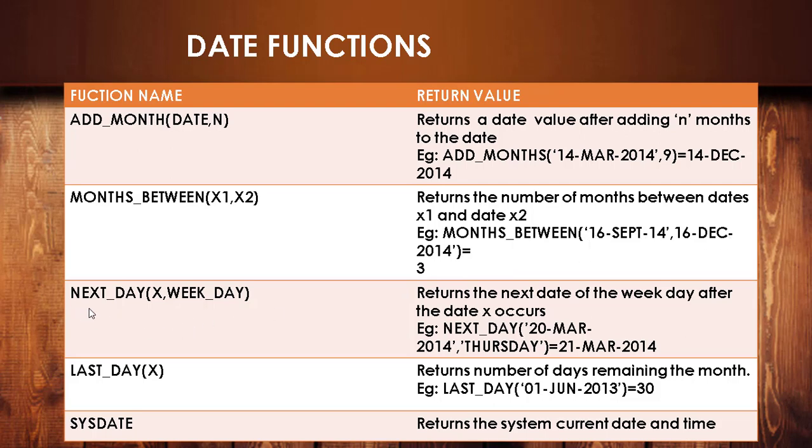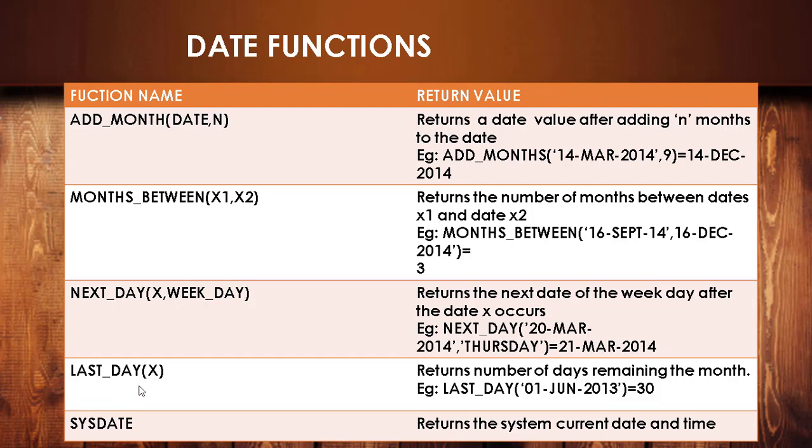The next function is next day. It is x, weekday. It returns the next date of the weekday after the date x occurs. Next day 20 March 2014 Thursday. So it will return the next date, that is 21st March 2014.